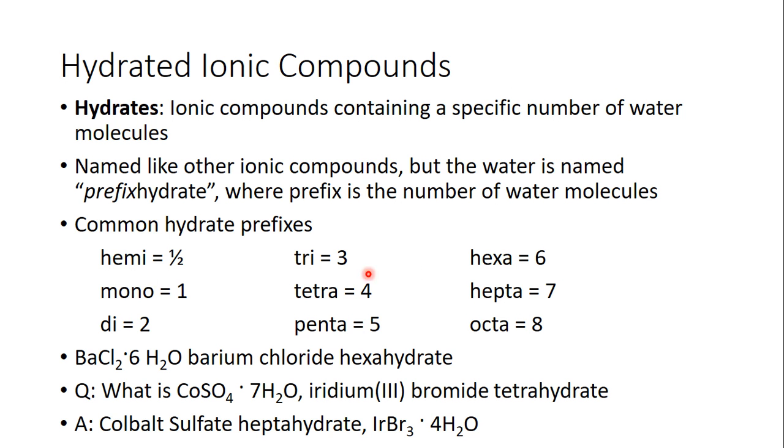Alright, let's take a look. So Co, cobalt, SO4, sulfate, 7, heptahydrate. Cobalt sulfate heptahydrate. Iridium, Ir, bromide, well there's 3 because iridium has this 3+. Bromine is always -1, so you need 3 of those. Tetra, 4, hydrate, water.